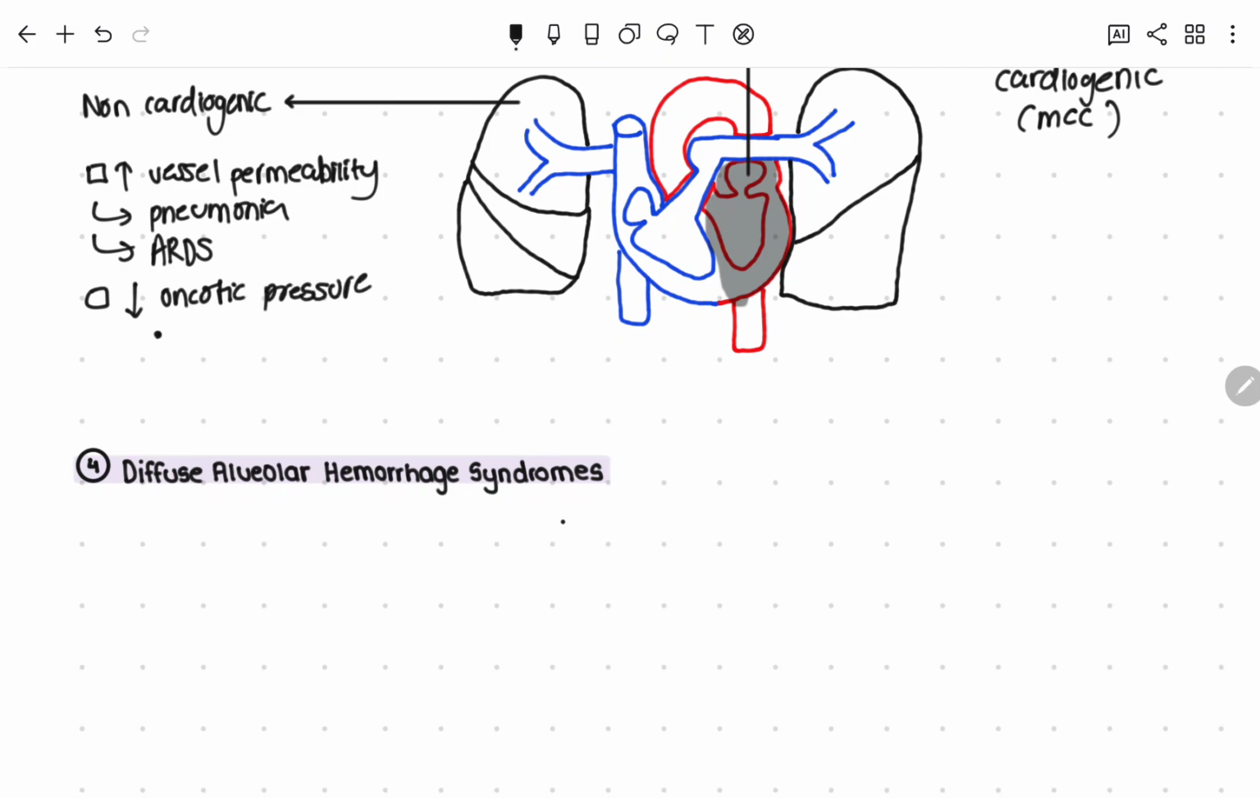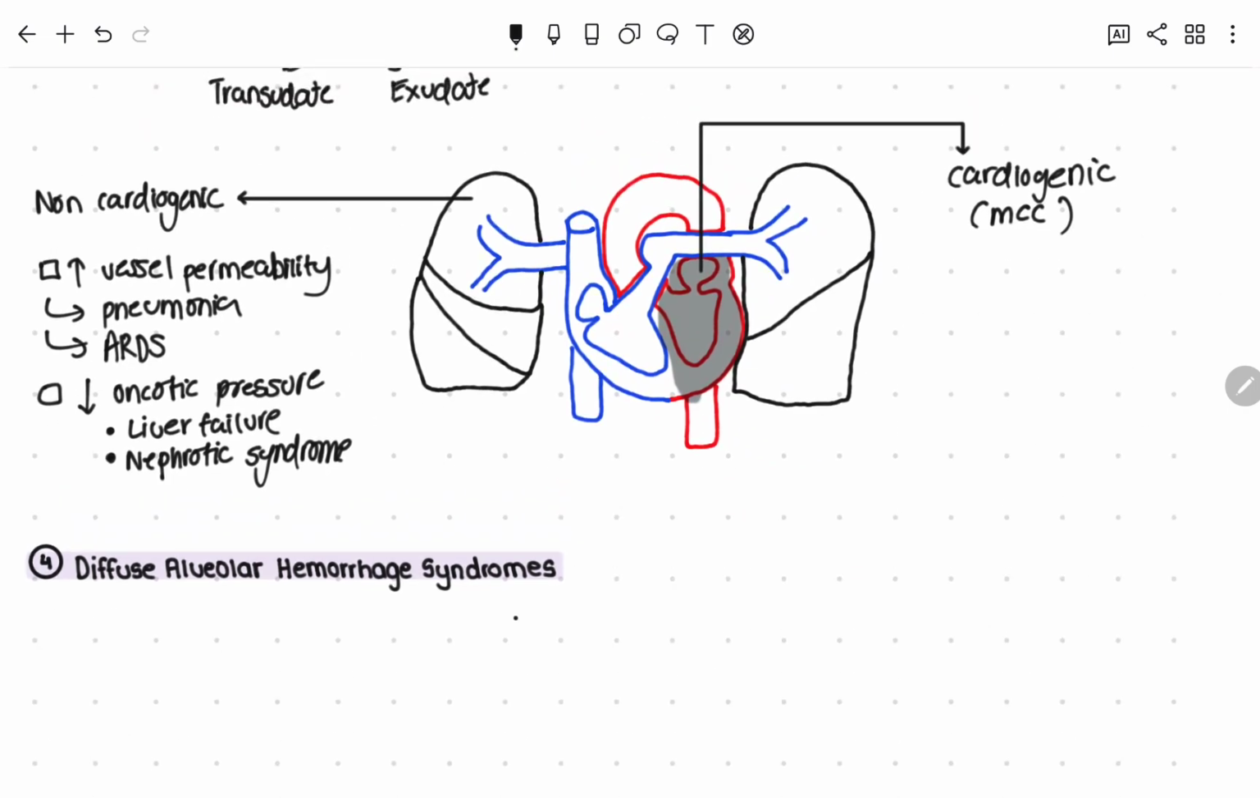And a decrease in oncotic pressure, we know that the main protein in the body that is responsible for maintaining our oncotic pressure, from all the times Vlad probably bullied you with it, is albumin. And a decrease in albumin could be secondary to liver failure, or it could be secondary to nephrotic syndrome, in which you are just losing proteins in the urine, and so you have an overall decreased amount of albumin circulating, which results in a decreased oncotic pressure.